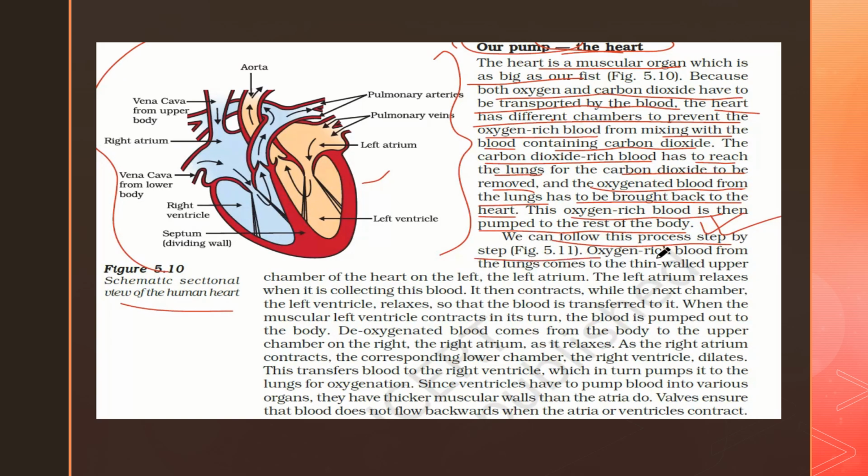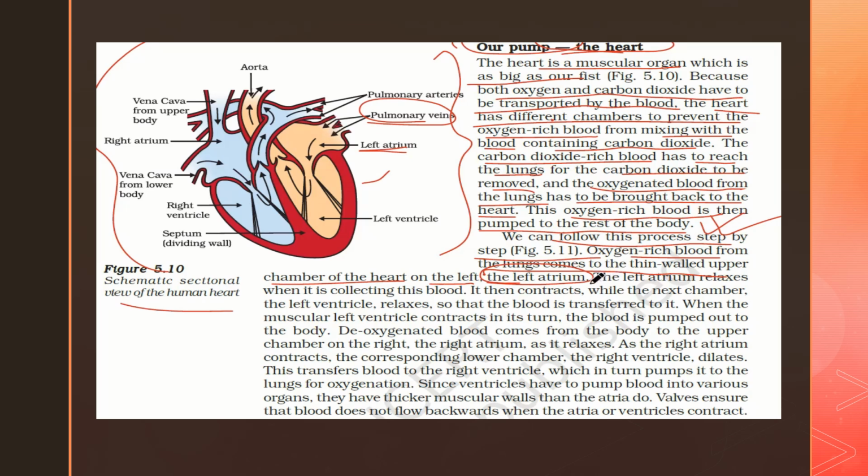So oxygen-rich blood from the lungs comes to the thin-walled chamber of the heart on the left, that is the left atrium. So where is the left atrium? Let us see that. This is the left atrium. From the lungs to the left atrium, the oxygen-rich blood is coming through the help of these pulmonary veins. So these pulmonary veins are bringing oxygenated blood from the lungs to the left atrium.